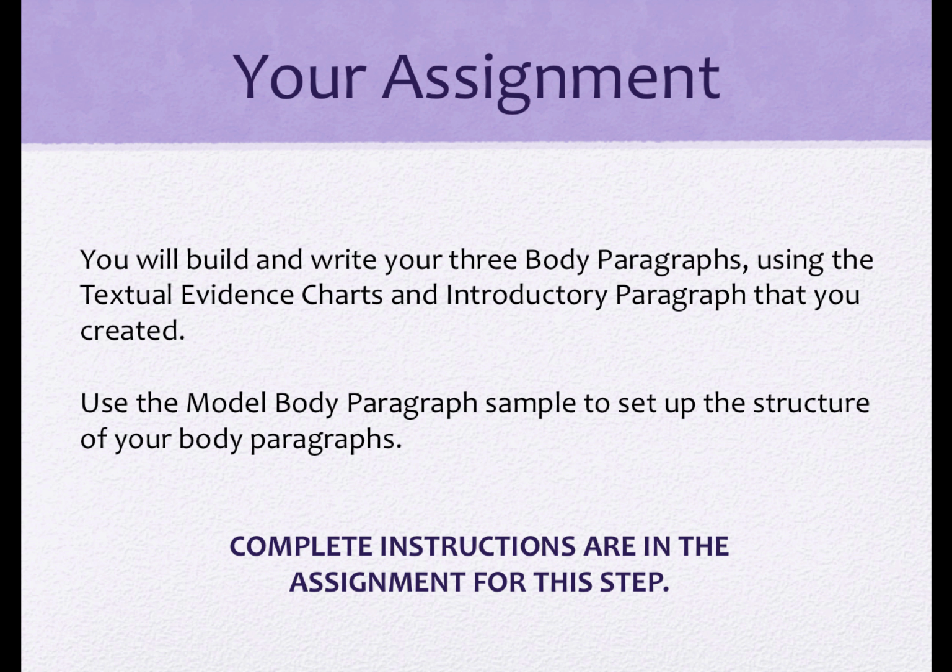Your assignment will be to build and write your 3 body paragraphs using your textual evidence charts and the introductory paragraph you created. You can use the model body paragraph sample to set up your structure and see how to create these sentences to introduce your evidence and analyze your evidence. And as always, your teacher is available to assist you. The complete instructions for this assignment are in the course for this step.